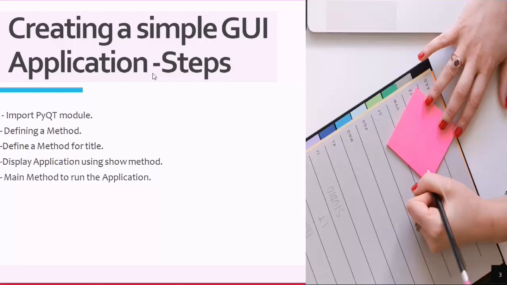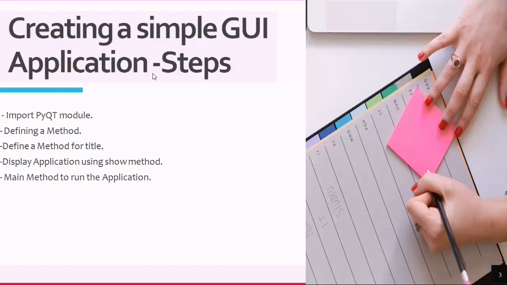And the third step is to define a separate method for the title, which is going to be displayed on top of the screen. Next, we are going to display the application by using the show method, which is a word called show. Lastly, we are going to create the main method to run the application. So these are the 5 steps required to create that simple GUI application.